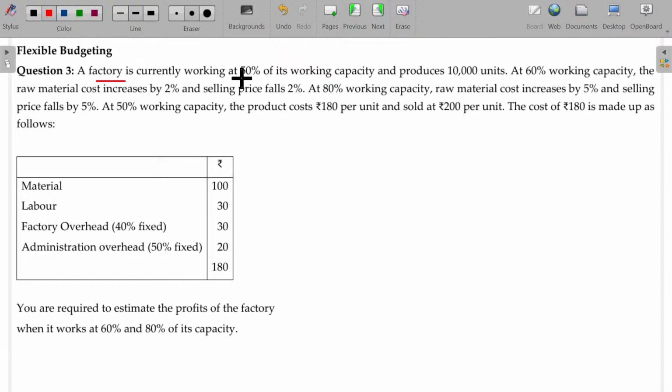A factory is currently working at 50% of its working capacity and produces 10,000 units. So current production capacity is 50%. What is the number of units produced now? 10,000 units only. At 60% working capacity, the raw material cost increases by 2%, and selling price falls by 2%.